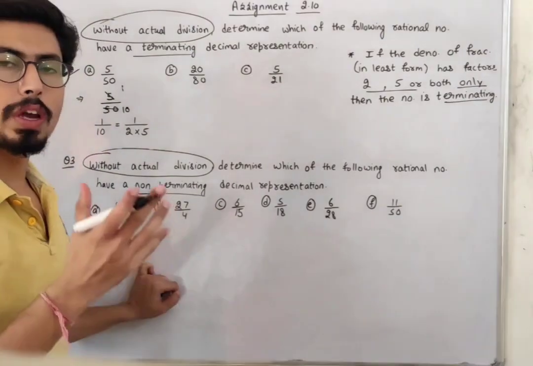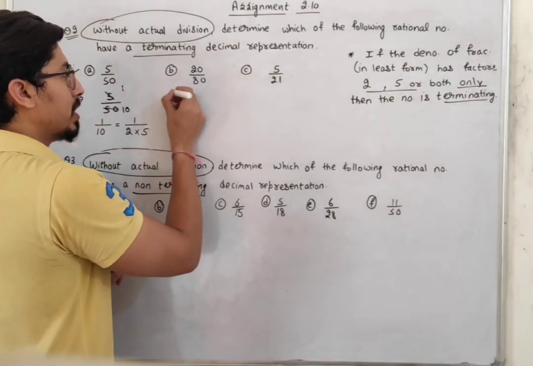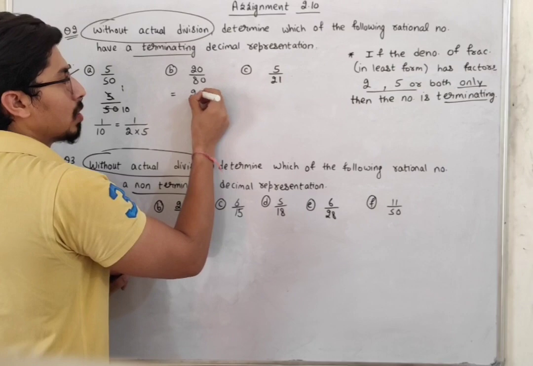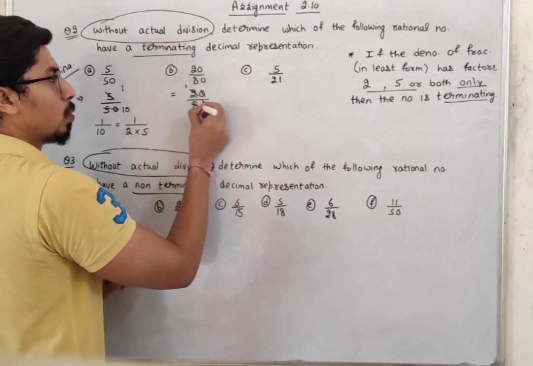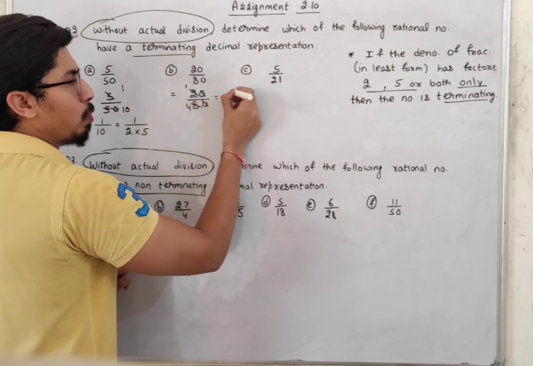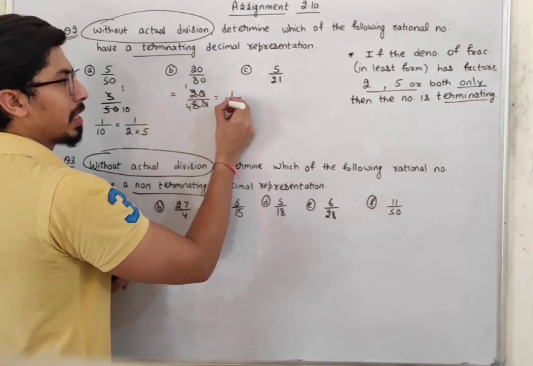Okay, students. So if I take 20 by 80, students, 20 by 80, it will be, cancel out this, 2 ones are 2, 2 fours are 8. So 1 by 4. 1 by 4 can be written as 2 into 2.